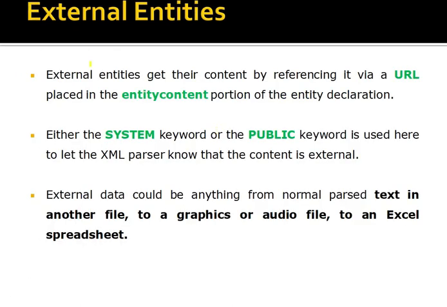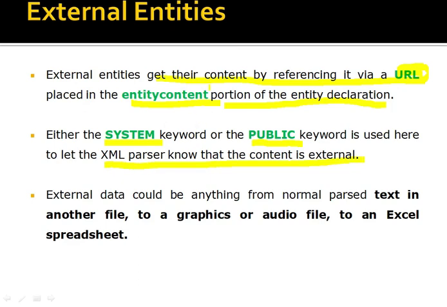Now let us look at external content. External entities get their content by referencing it via a URL. That means the entity will take the content from an external URL. It is placed in the entity content portion of the entity declaration, so you need to use either the SYSTEM or the PUBLIC keyword to let the XML parser know that the content is from an external source.